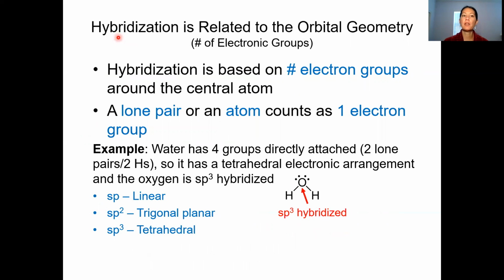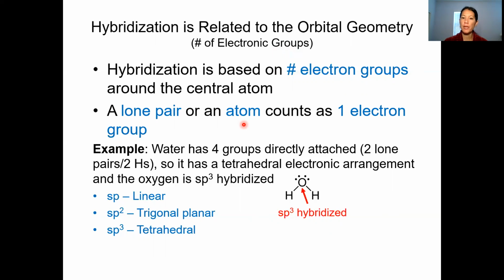So just to make it clear, hybridization is related to the orbital geometry, or you could just think of it as the number of electronic groups around the central atom. Just a reminder, 1 lone pair or an atom counts as 1 electronic group.